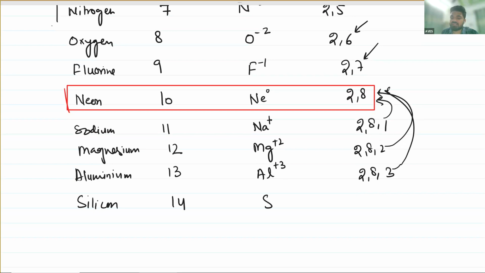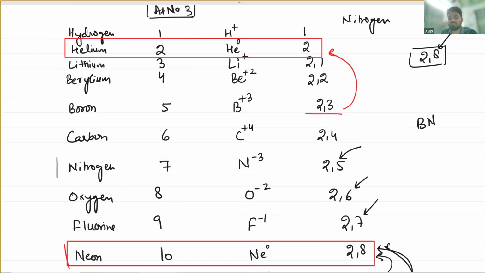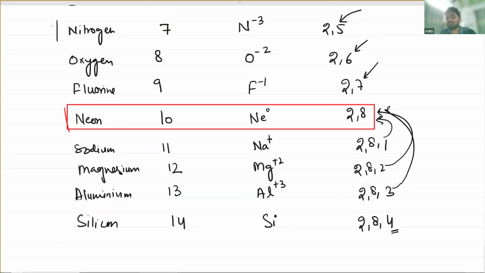Again, we have Si, silicon, and it is in the same condition as that of carbon, having 4 electrons in its outermost shell. Carbon also has 4 electrons in its outermost shell. Neither will it like to have the electronic configuration of helium. It is not donating permanently, it is not accepting, so it will share. So similar to that of carbon, silicon has oxidation state +4.